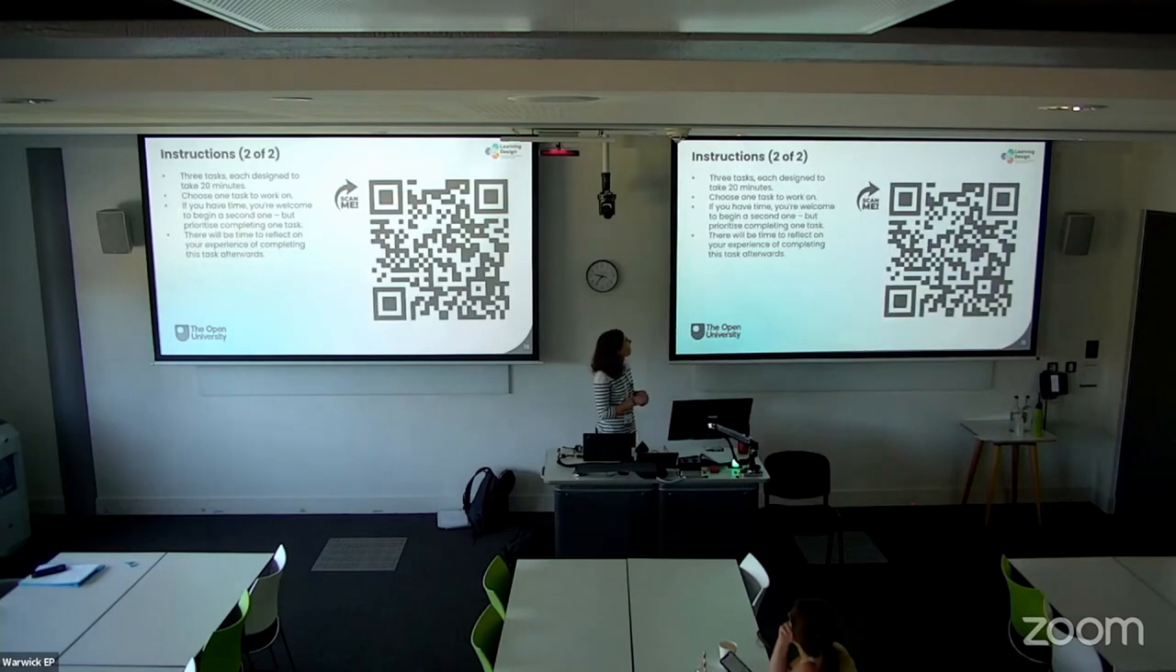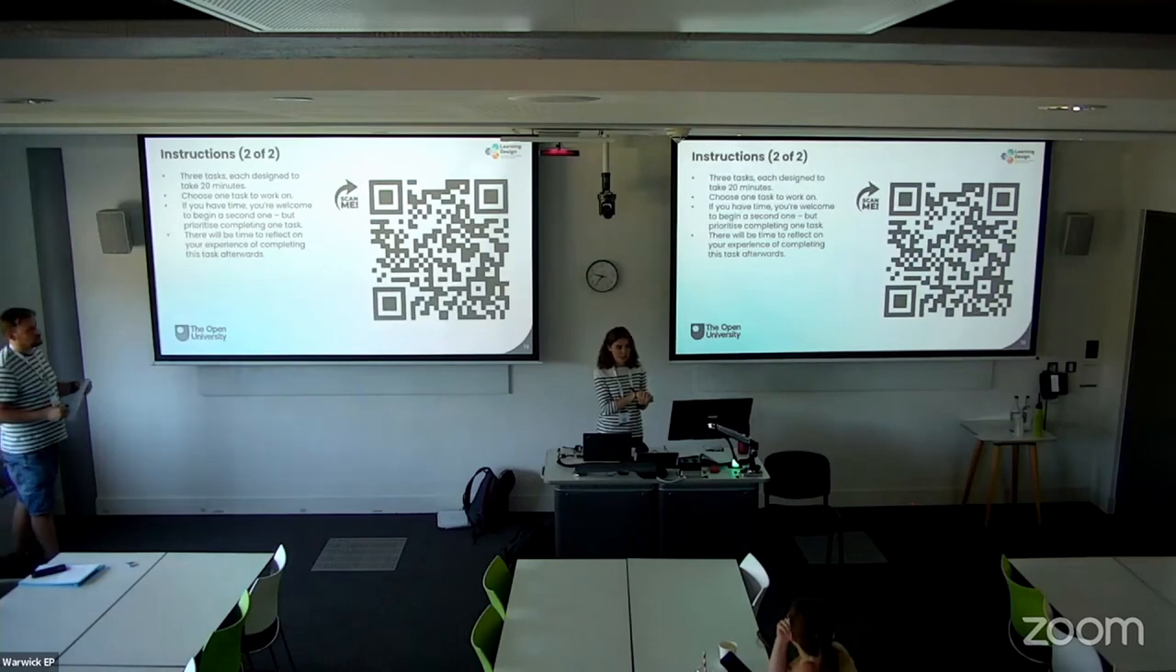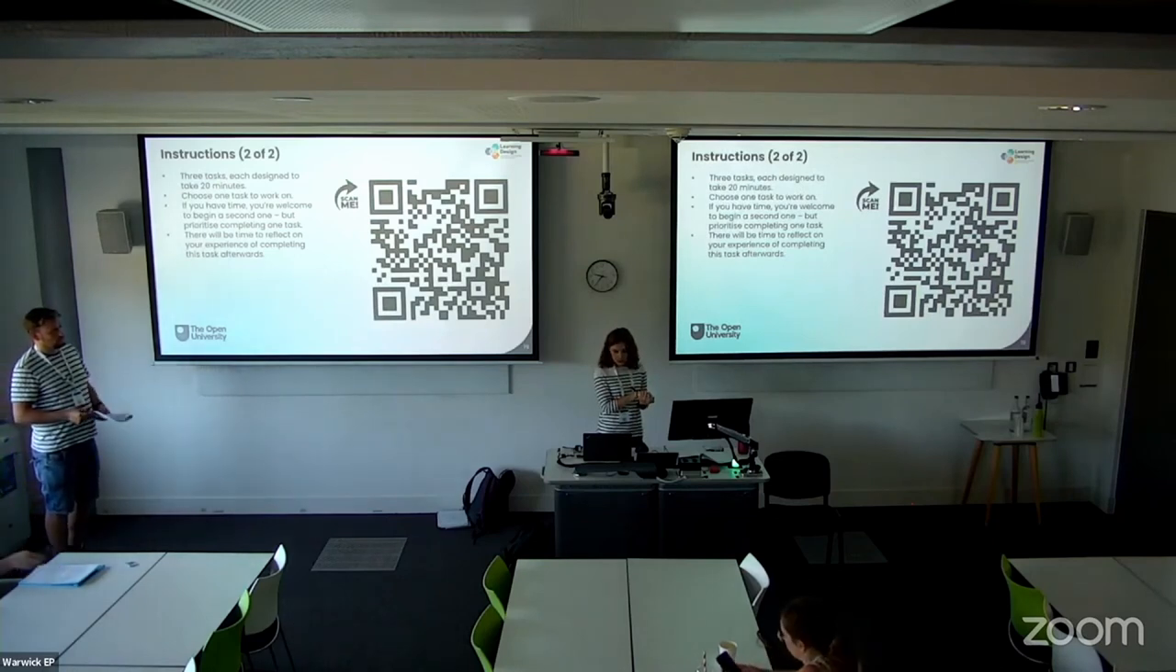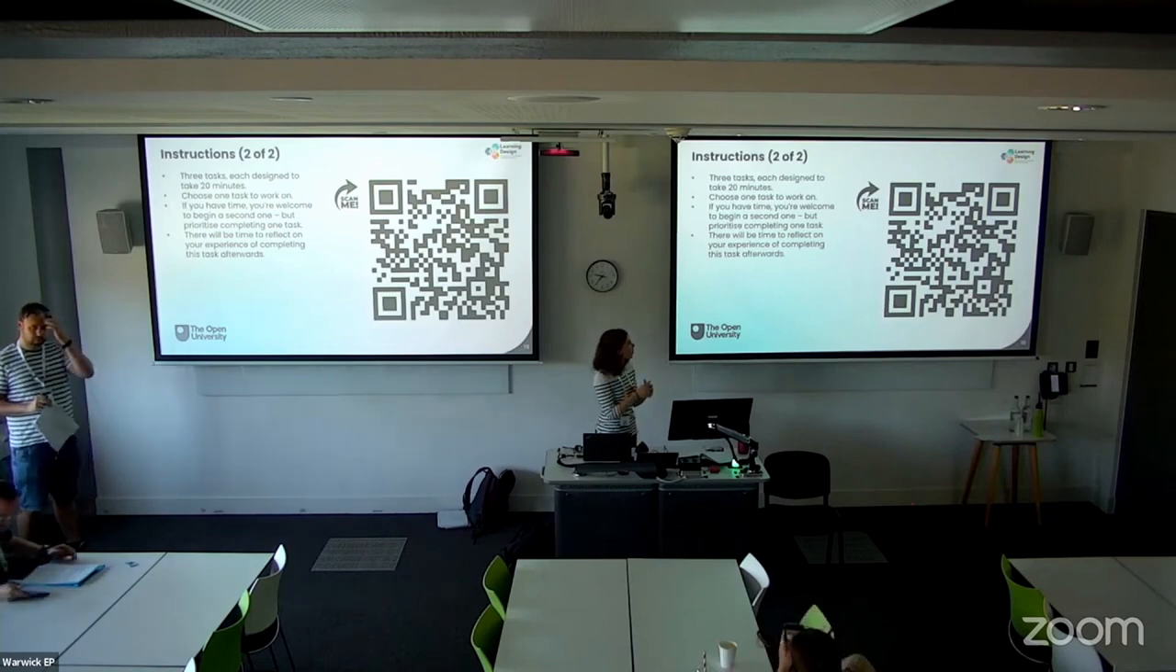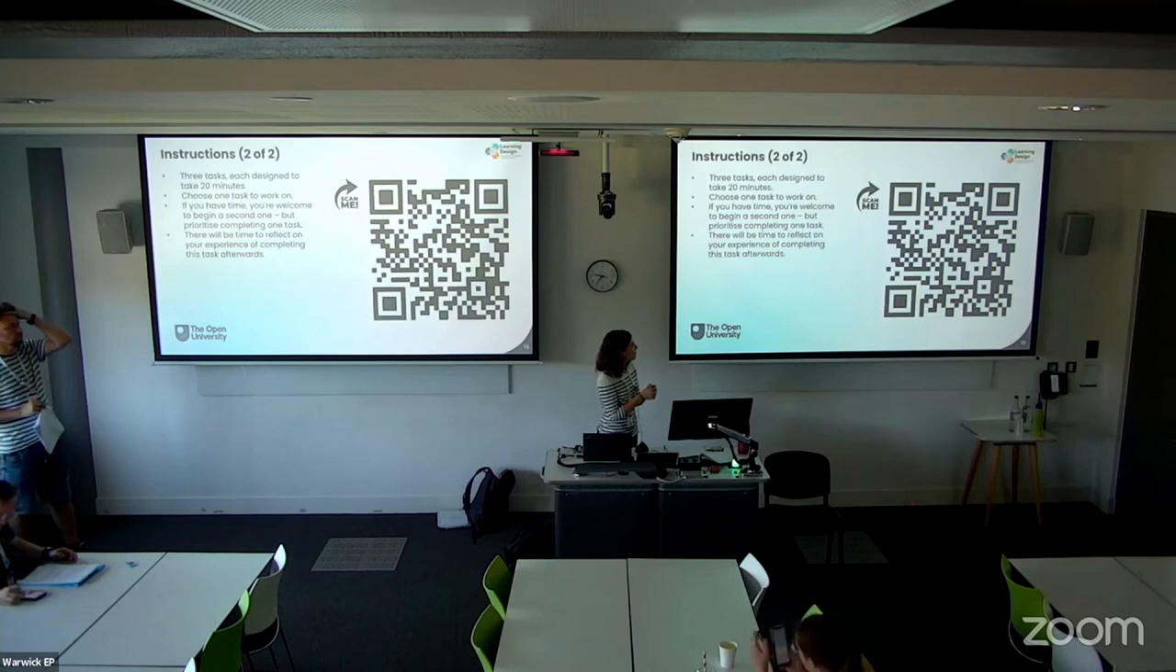Here's that QR code back again. I think everything else up there I've said. So prioritize giving a decent chunk of time to one of those tasks, we'd suggest. Details will be on the Padlet. There's time included in that activity time to read through the information that is in the columns on the Padlet. And then you'll see the task text there as well.